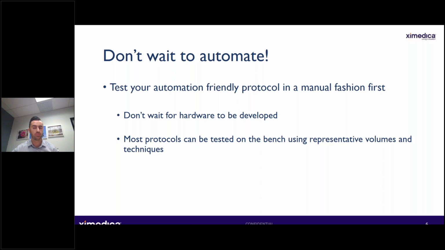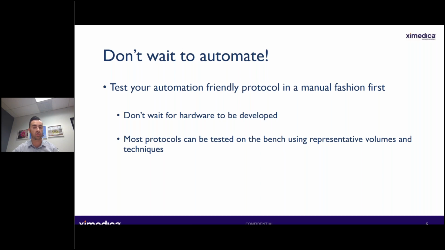Another place that people sometimes wait for their custom automation hardware is when they're miniaturizing their assay. So if you're moving from a 50 to 100 microliter volume for a reaction down to a sub 5 microliter volume, for example, people aren't sure about how they can test that, how they can deliver the reagents, the volumes they want, how they can thermal cycle the volumes they want.